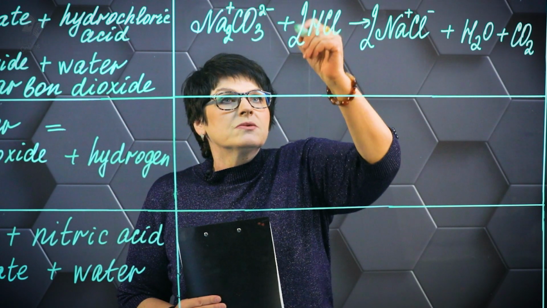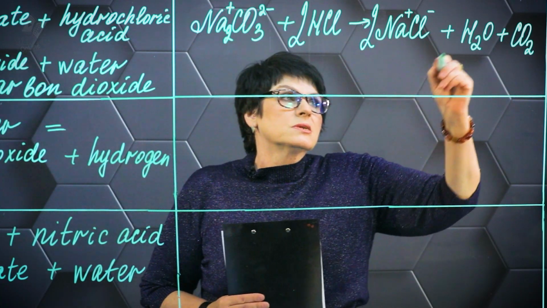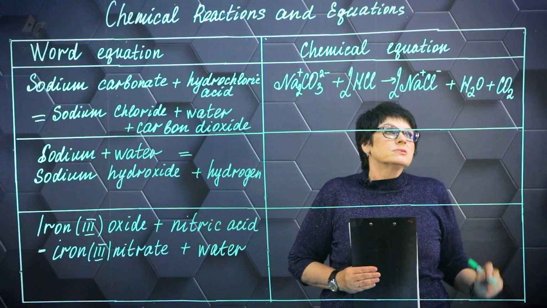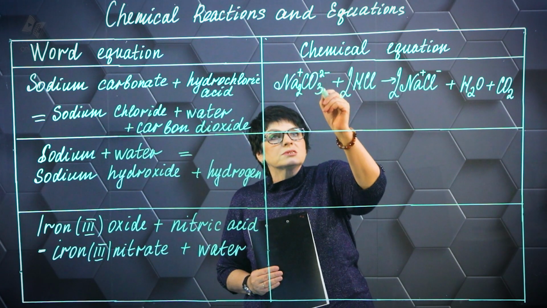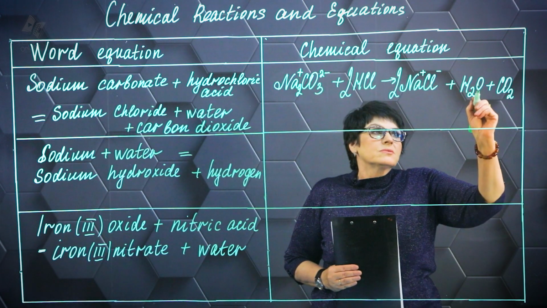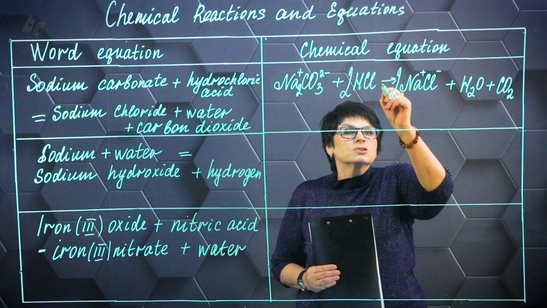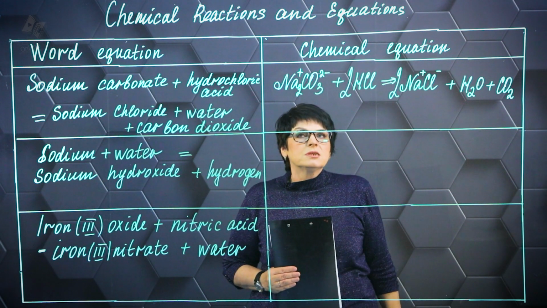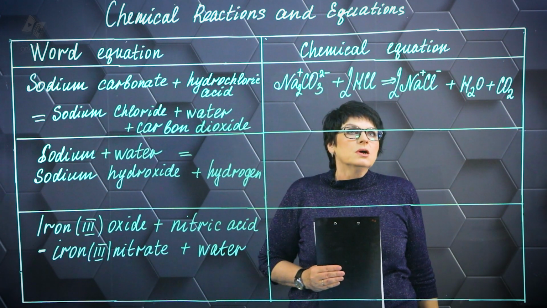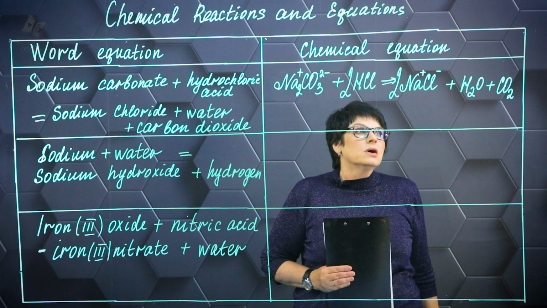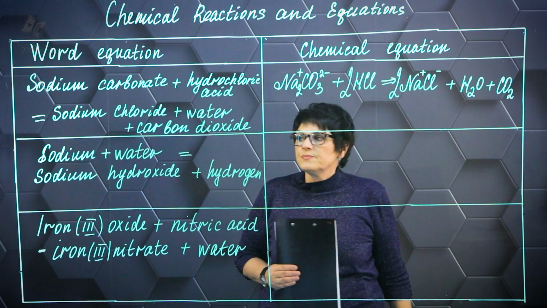Next, let's switch to hydrogen. There are 2 hydrogens on the left side and also 2 hydrogens on the right side. Just got to check the oxygen now. On the left side, there are 3 oxygens. On the right side, there are 1 and 2, also 3. The equation turned out like this. Let's read it. Na2CO3 plus 2HCl equals 2NaCl plus H2O plus CO2.